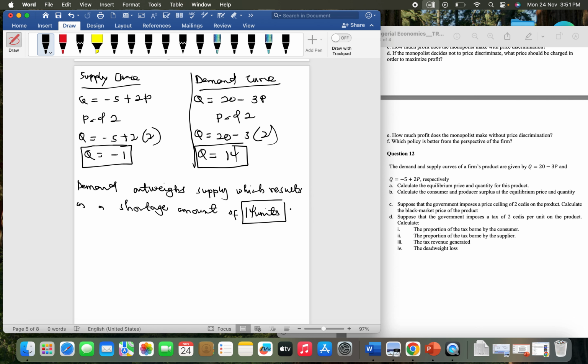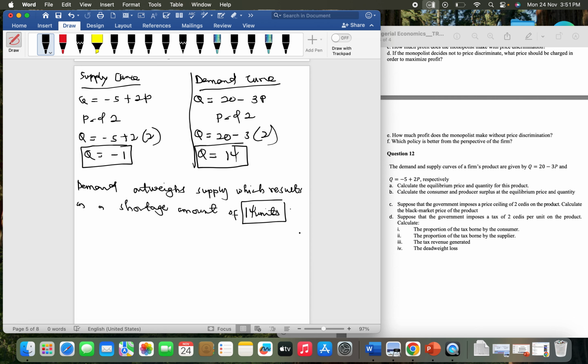So we are saying that, suppose that the government puts a price ceiling of 2 cedis on a product. Calculate the black market price of the product. Since we've identified that it's going to result in a shortage, it means demand exceeds what? Supply. It's going to result in a shortage.